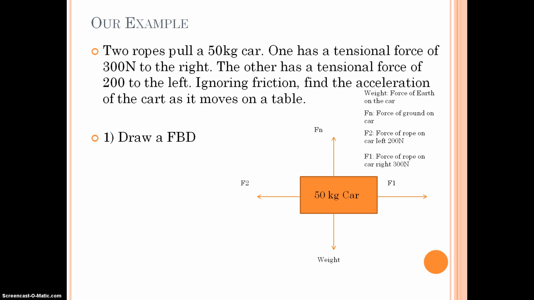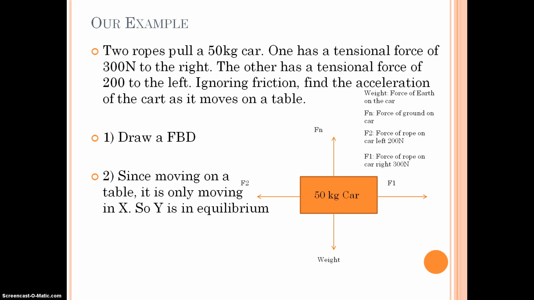Here's my free body diagram. 50 kilogram car, and I have 4 forces. The weight, force of the Earth on the car, pulling it down. The normal force, force of the ground on the car, pulling it up. Force 2, the force of the rope on the car to the left, 200 newtons. Force 1, the force of the rope on the car to the right, 300 newtons.